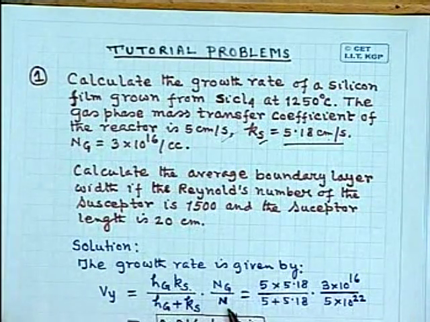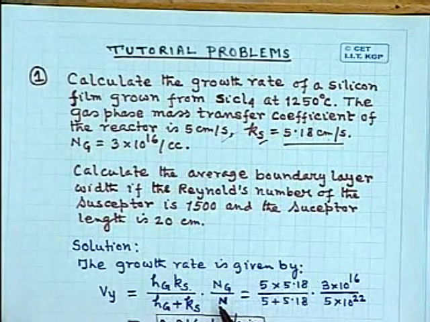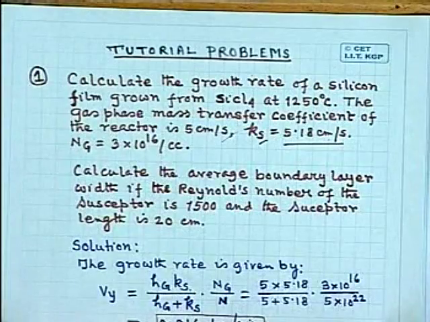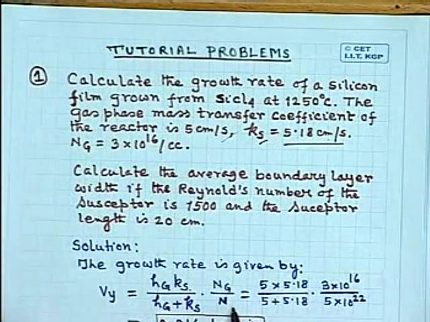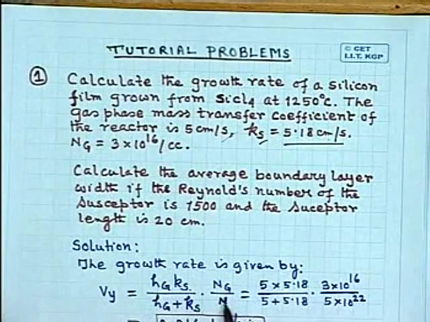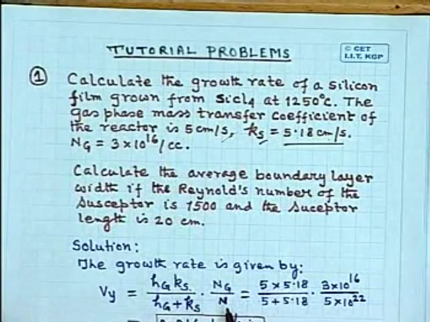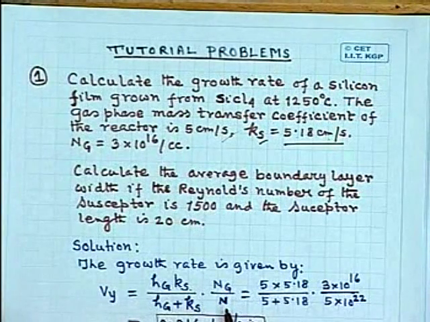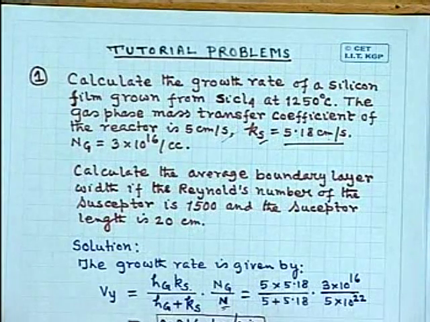And N is the number of silicon atoms, in this particular case, after the epitaxial deposition per unit volume. So that means the number of atoms per unit volume in the silicon layer is N. That value is 5 × 10⁻², that is the atomic density of silicon after deposition. That is the value of N, atomic density of silicon after deposition. That value is 5 × 10⁻².